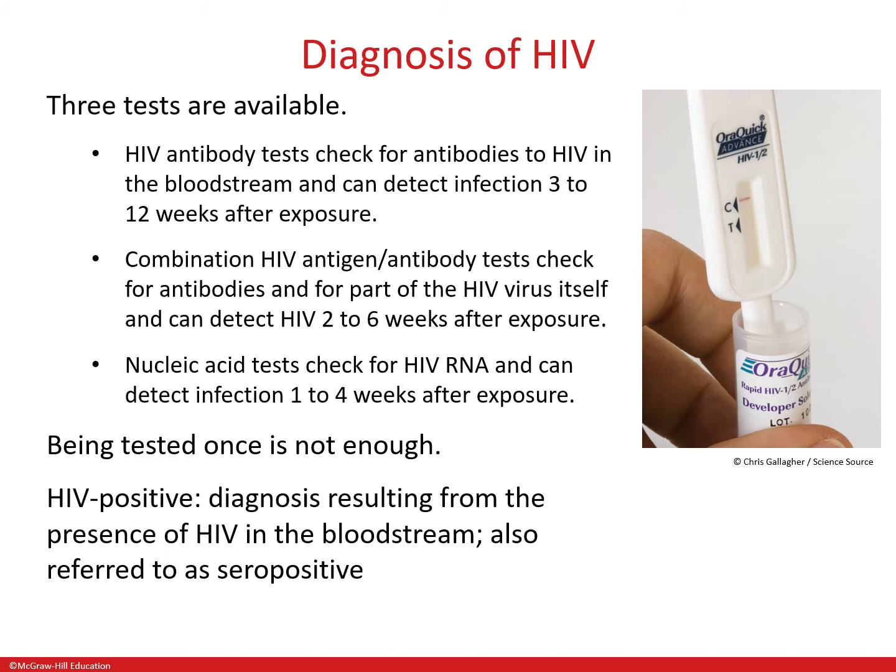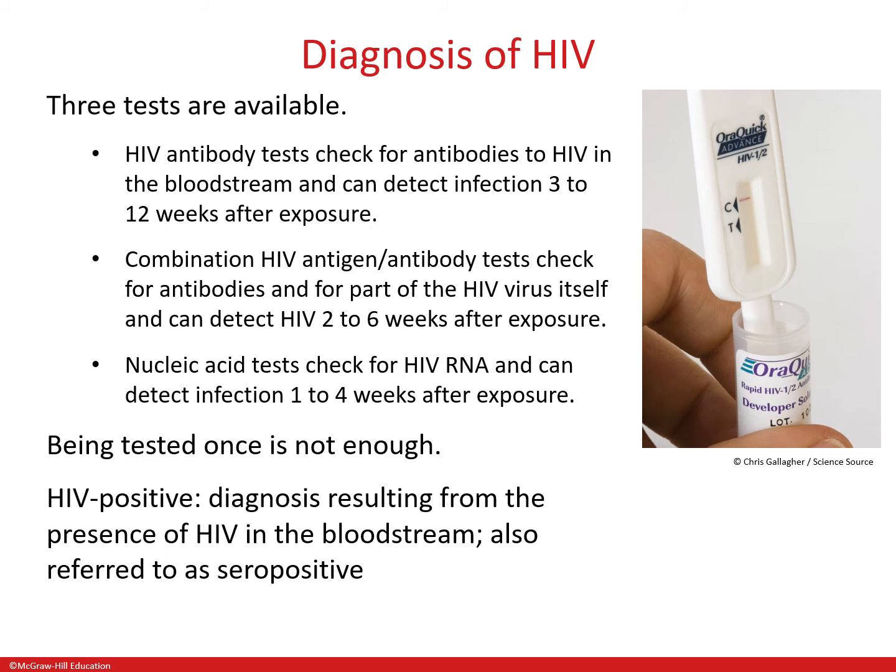So in order to diagnose HIV, there are 3 tests available. The first one is an HIV antibody test. And this is performed on blood or oral fluids and checks whether the body is producing antibodies against the HIV virus. These tests usually detect infection within 3 to 12 weeks after exposure.